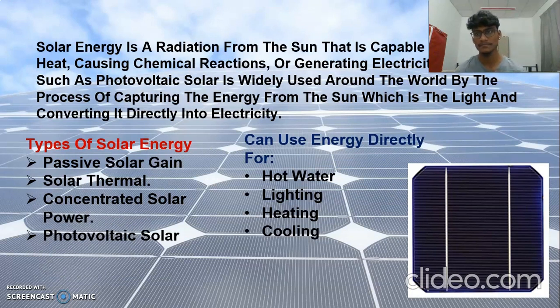And then solar energy is radiation from the sun which is capable of producing heat, causing chemical reactions, or generating electricity. Solar energy such as photovoltaic solar is widely used around the world by the process of capturing the energy from the sun, which is the light, and converting it directly into electricity. So these are the types of solar energy: passive solar gain, solar thermal, concentrated solar power, and photovoltaic solar, which can use energy directly for hot water, lighting, heating, and cooling.